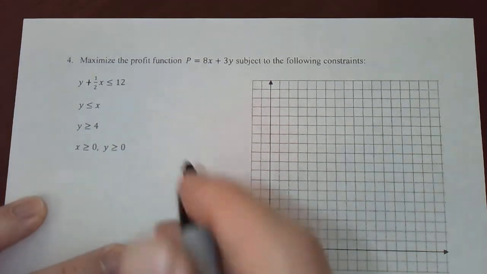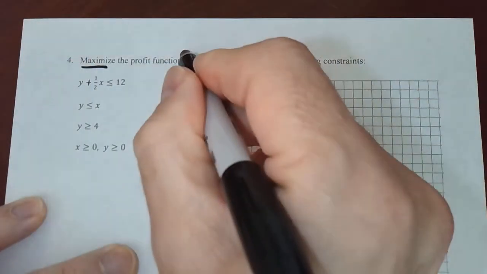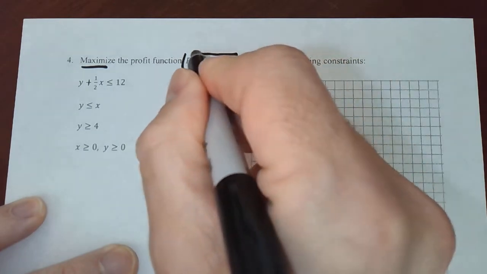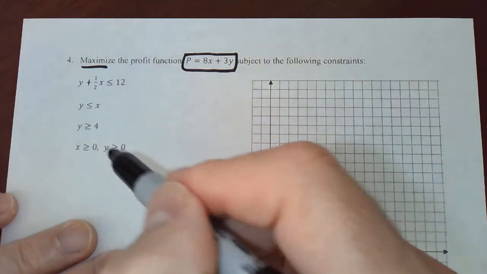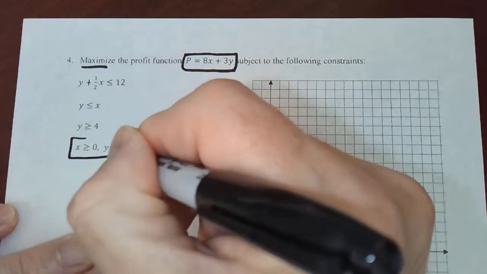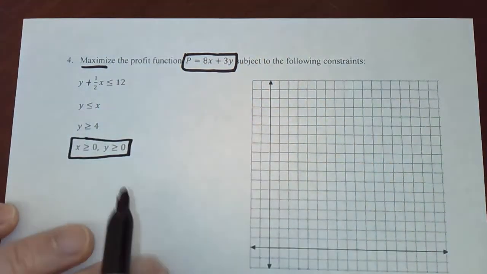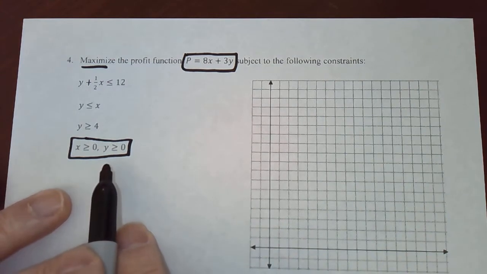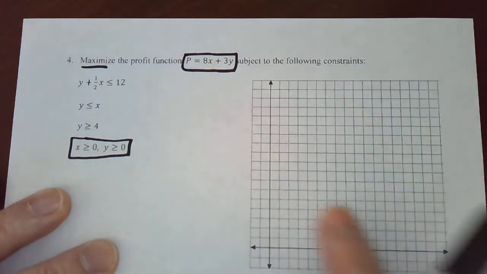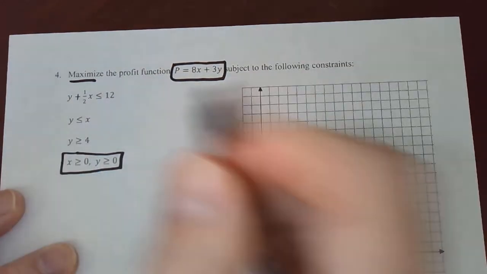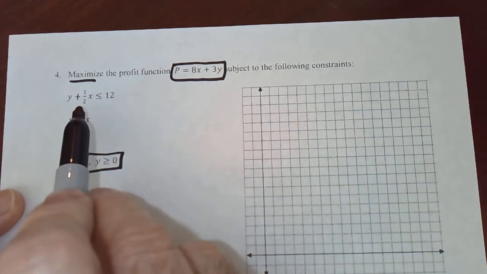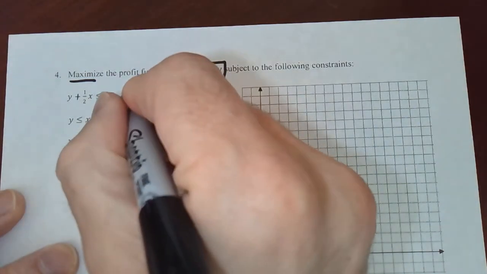In our next example, we're going to maximize this profit function, subject to the following inequalities. There are 5 inequalities, but as we frequently have, the bottom two, x and y both greater than or equal to 0, mean we're just dealing with quadrant number 1. So, this first one, let's get it in the correct form. Let's get y by itself on the left-hand side.